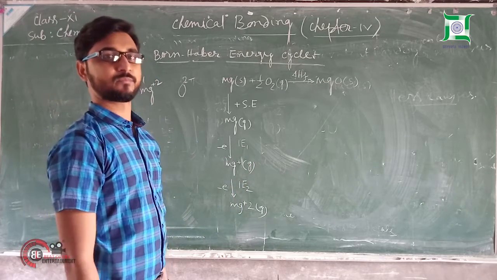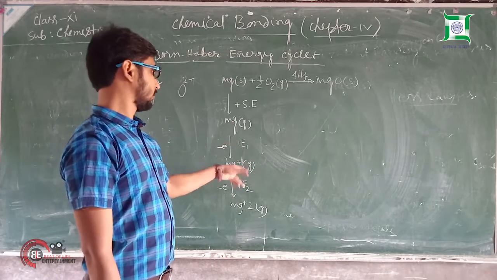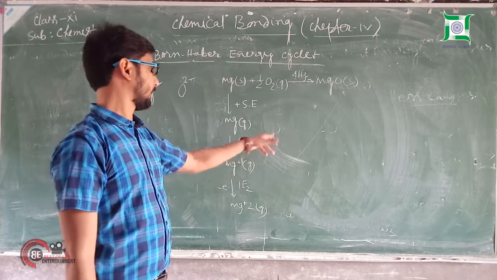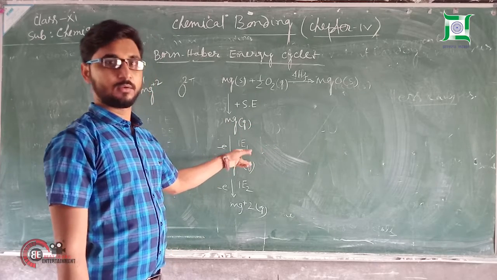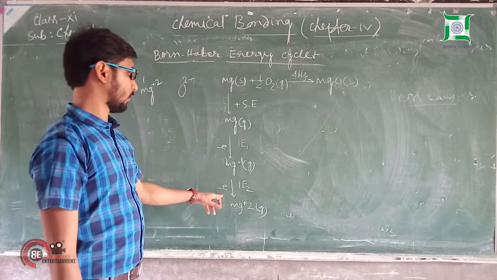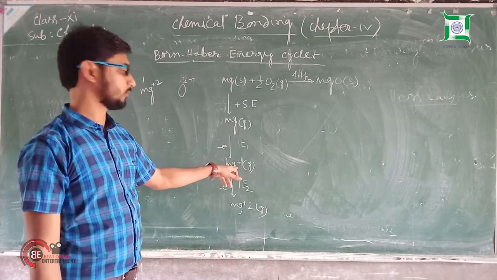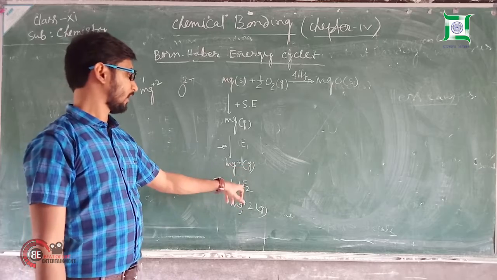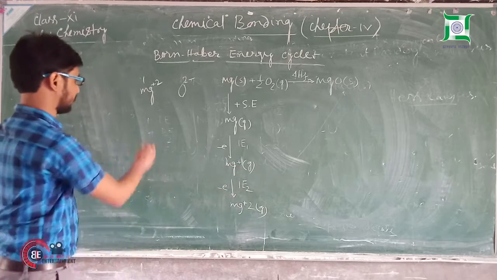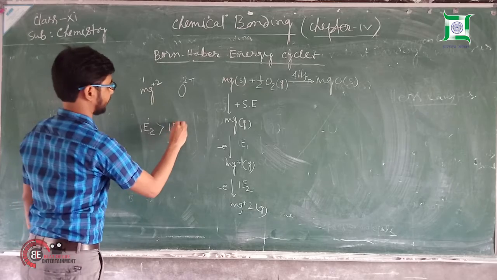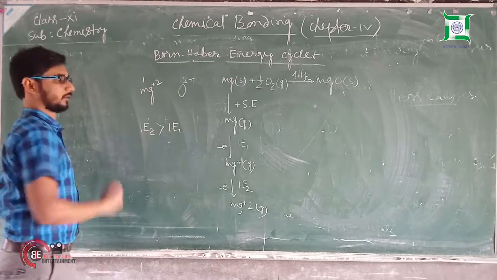So this is the successive ionization energy. The energy required to remove the first electron from the valence shell is I1. Then the energy required to remove the second electron from the unipositive cation is called I2. And always successive ionization energies are higher, that is I2 is greater than I1.